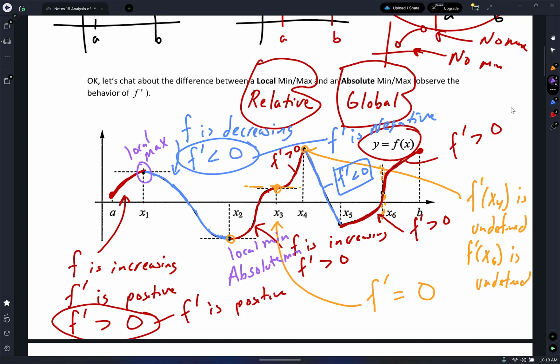Okay, at x3. Is x3 a max, min, or neither? The slope is 0, but is it a max, min? It's neither. Yeah, it's not a max or a min in the vicinity. Look around you. There's points that are higher and there's points that are lower. Does that make sense? You're always increasing, except at x3, you have a moment where the derivative is 0. What about x4?